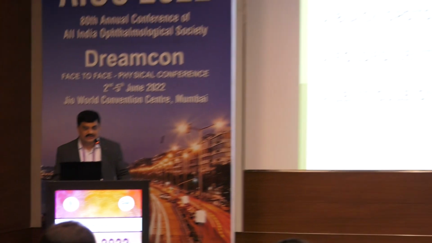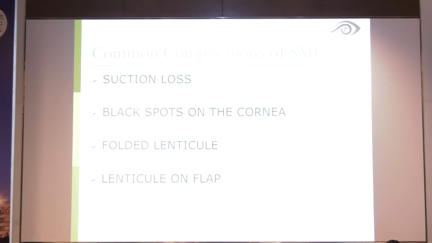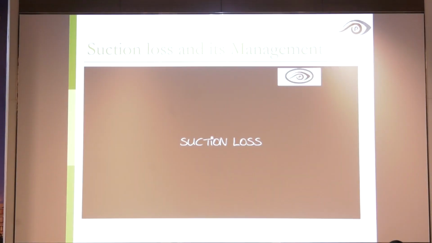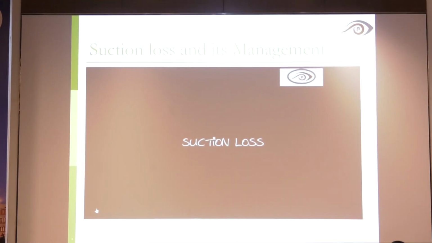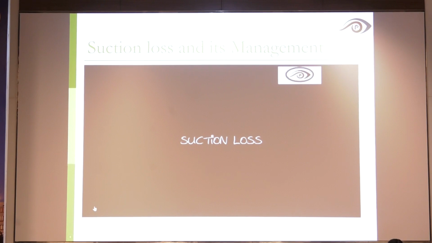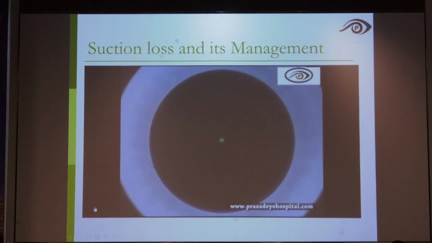Common complications of SMILE. I'll be talking about only 4 complications. One is suction loss. The second is black spots on the cornea, then folded lenticule, and lenticule on the flap. Suction loss is the most common complication in SMILE.